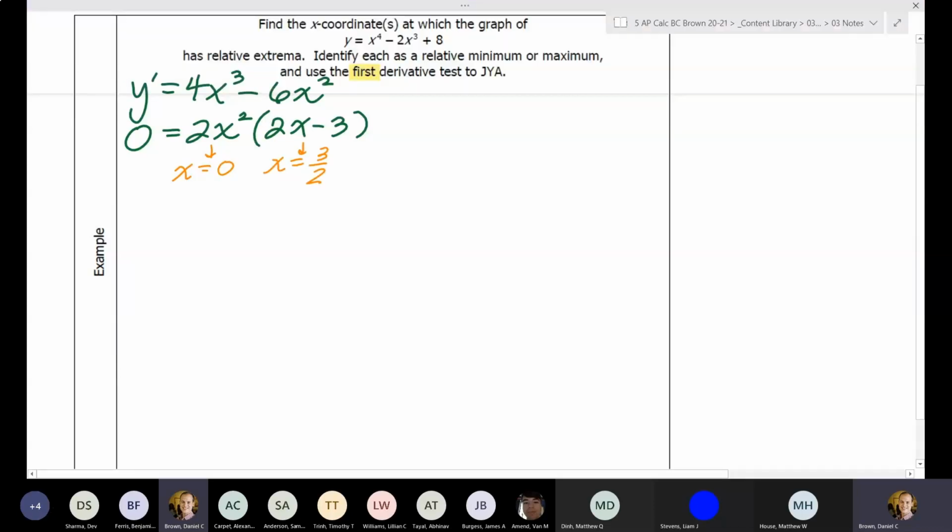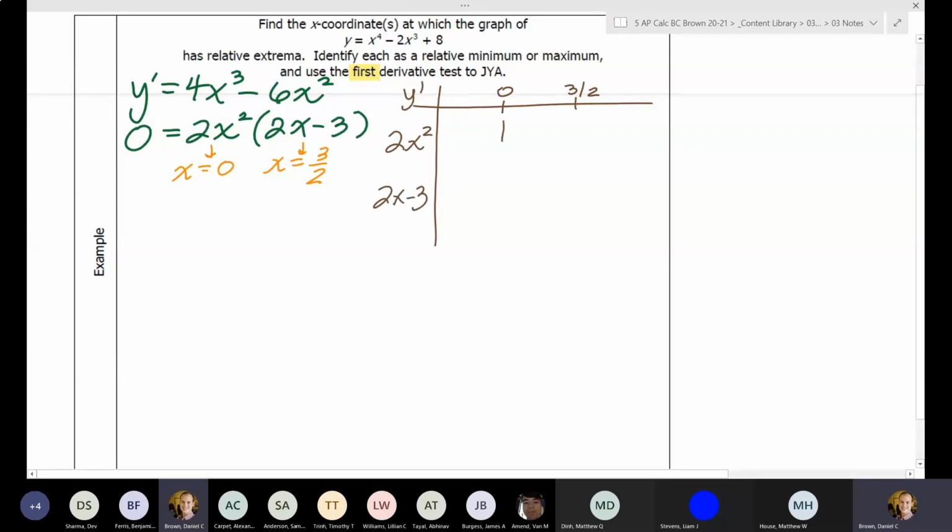So now I can go ahead and create my sign chart. Exactly how we did intervals of increasing and decreasing, a sign chart is a nice way to show our work in order to prove whether we have a relative minimum or a maximum. I have my factors going down the side.